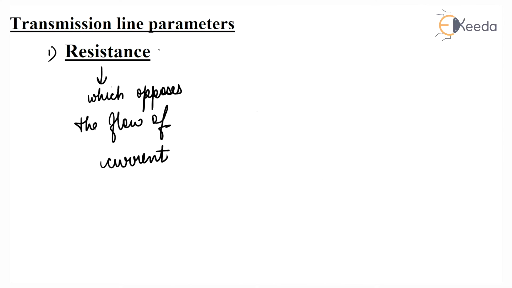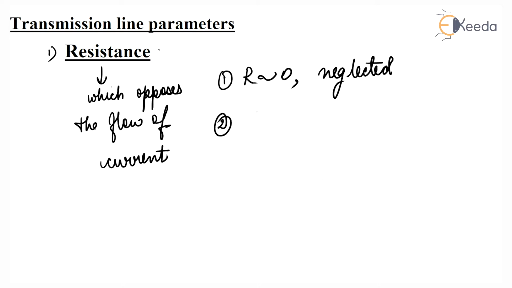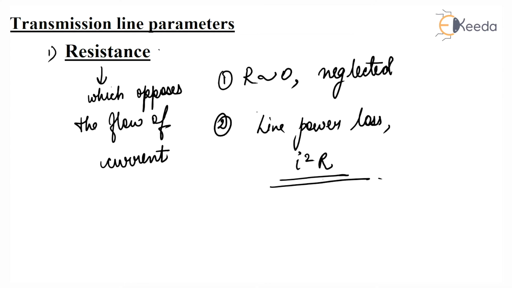The resistance is nearly zero in most of the power system, meaning it is neglected in most cases. However, the fact is R is very much there. If it is not there, there will be no I square R losses. It will be zero. So, line power loss means I square R. Our aim is to reduce it.